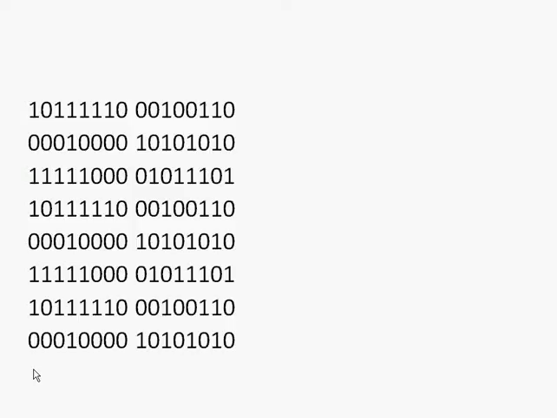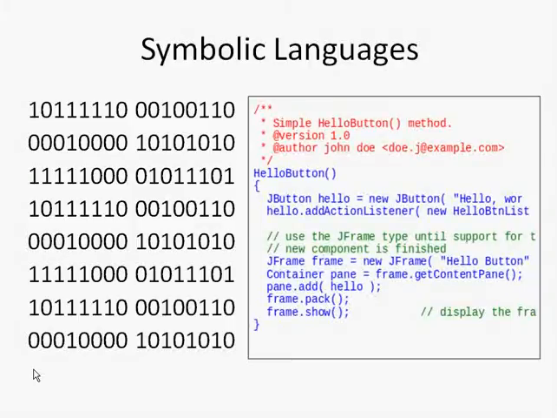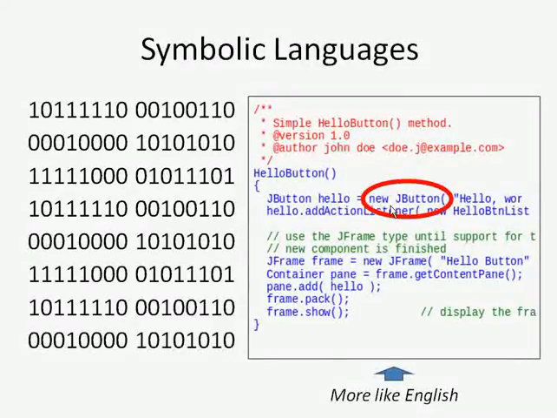So we translate it into something called symbolic languages, which are closer to English. So a command like new J button will be a long list of ones and zeros in a particular combination. So symbolic languages are more like English.